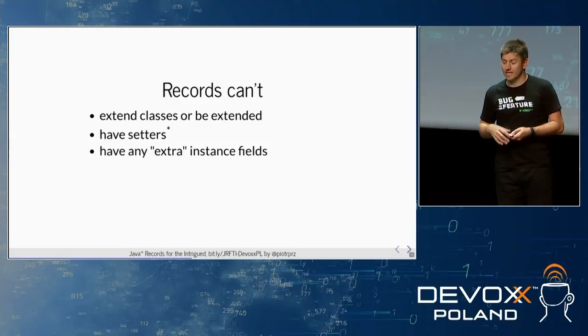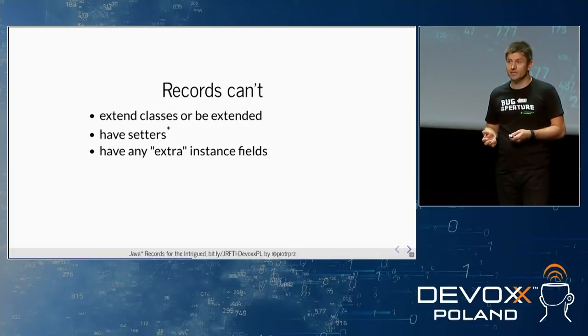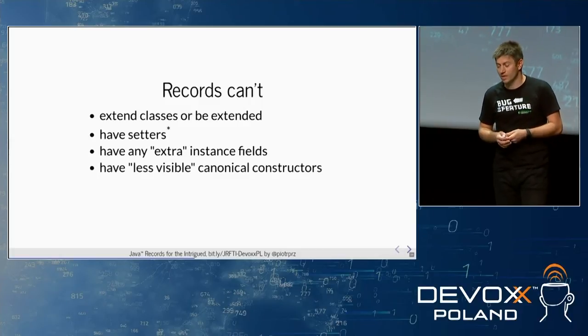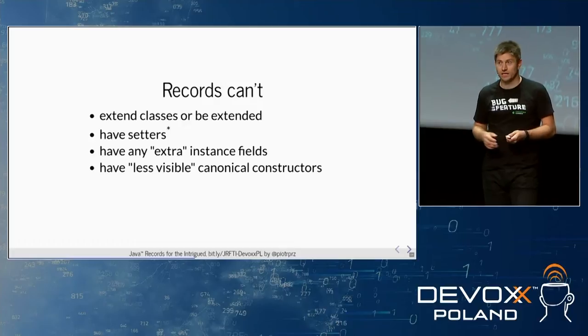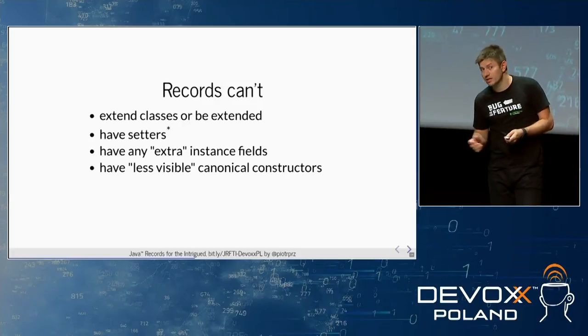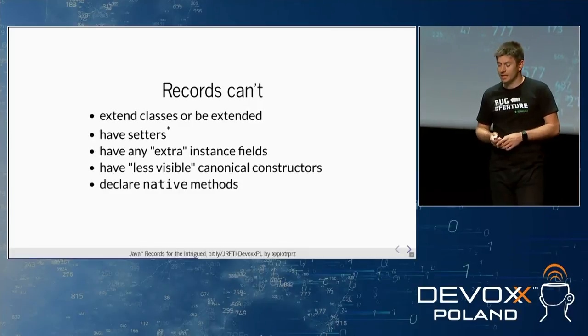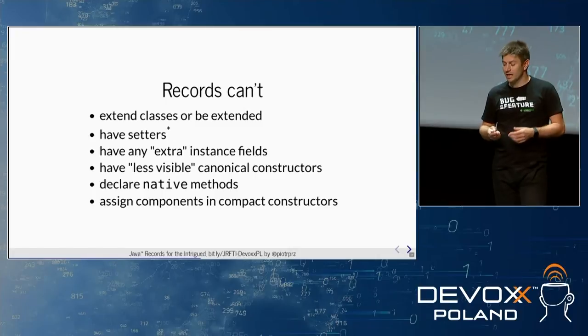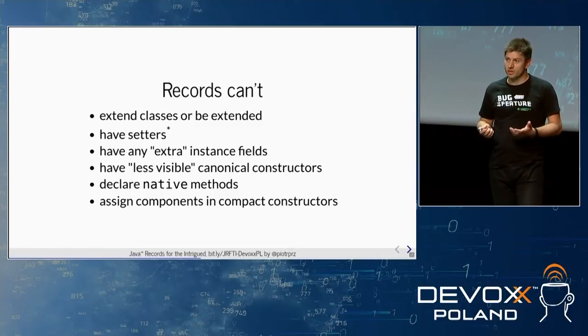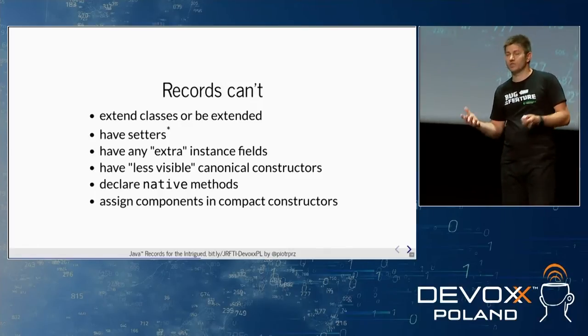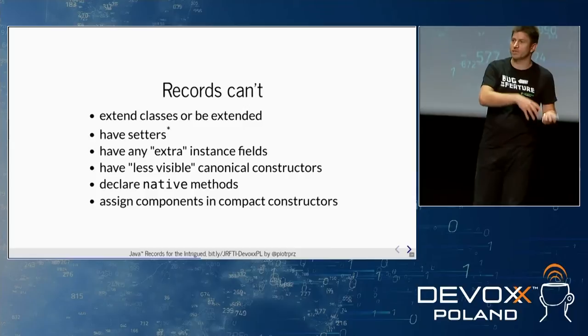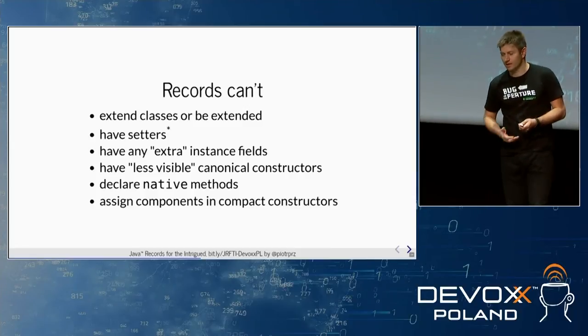And they cannot have any extra instance fields. They cannot have less visible canonical constructors, like, I don't know, a private constructor when the record is public, for example. And they cannot declare native methods. Basically, they cannot do anything that would put this state at risk, so to say, that immutability of the state which is kept inside this transparent carrier for immutable data, right?